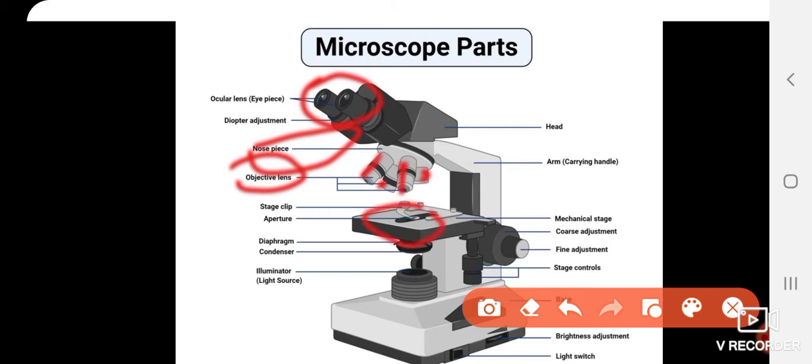This is your stage on which you will keep the slide. You will fix the slide with the help of the stage clip. Then you have a diaphragm over here, and you have an illuminator. Then you have 2 types of adjustment. The bigger circle is your coarse adjustment, and the smaller one is your fine adjustment. So these are the parts of the microscope.